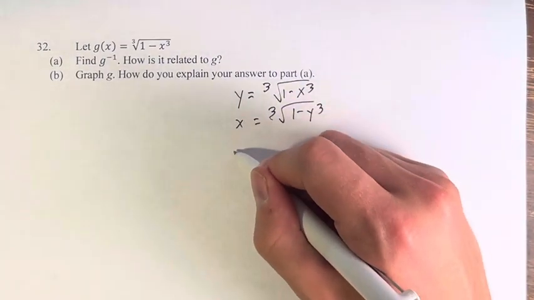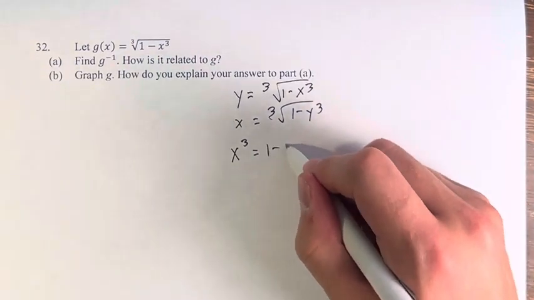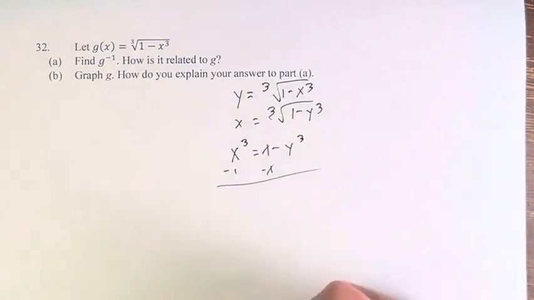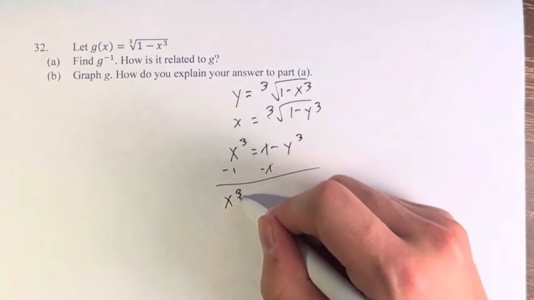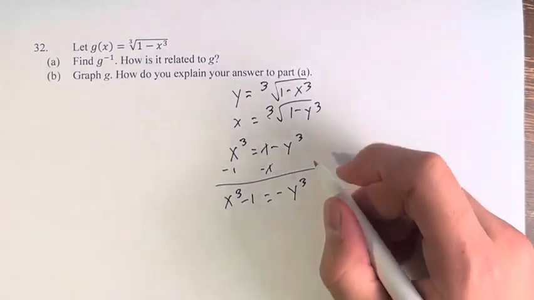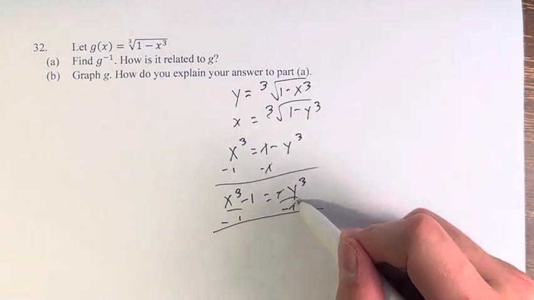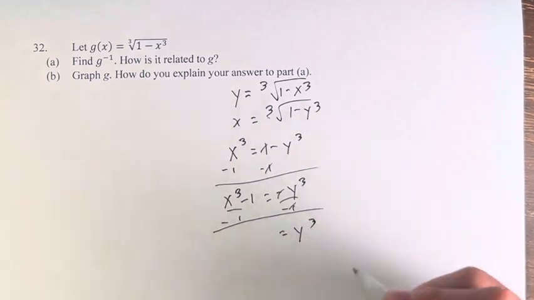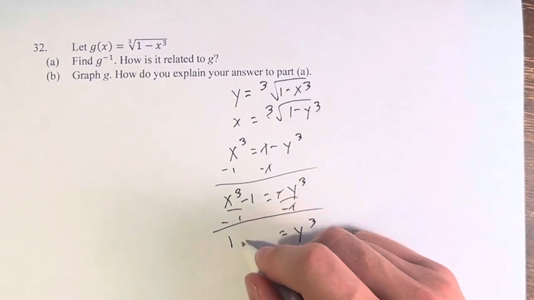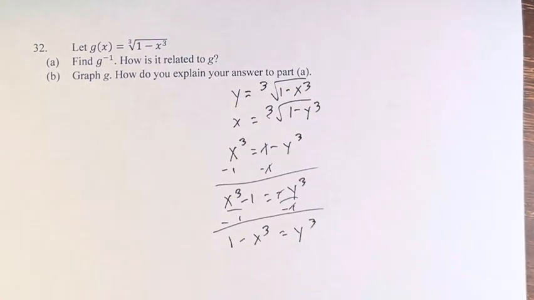So let's cube both sides. That becomes x cubed, and the cube root disappears. And we just have what's inside. We just subtract 1. X cubed minus 1 is equal to negative y cubed. Divide both sides by negative 1. This cancels, and we're left with y cubed is equal to negative 1 divided by negative 1 is 1. X cubed divided by negative 1 is negative x cubed. So I've just swapped them to keep the subtraction.